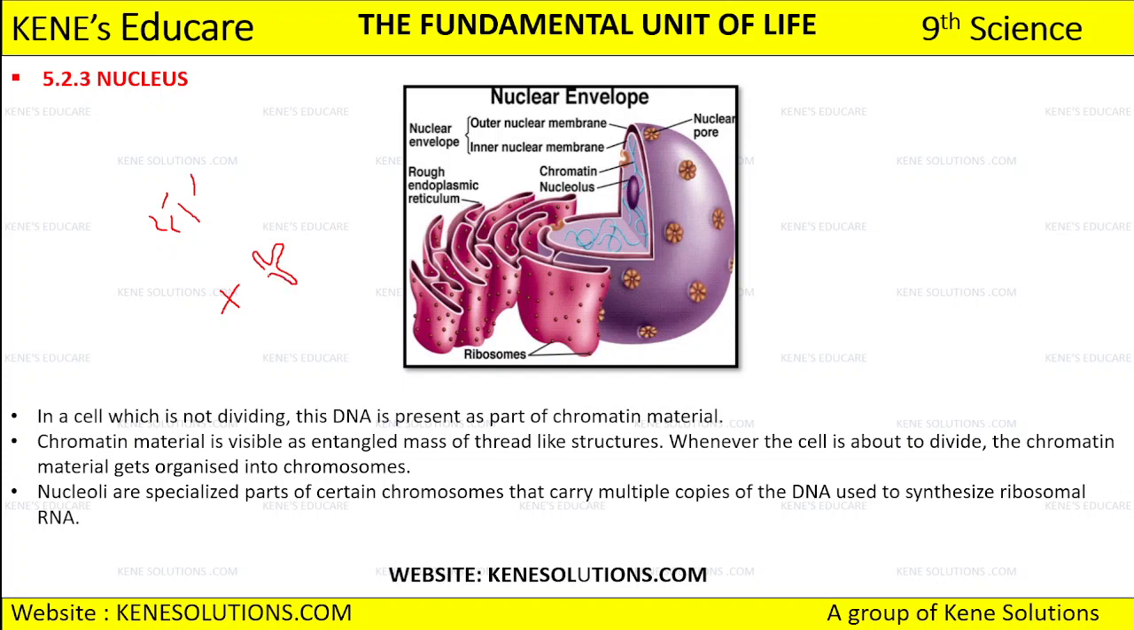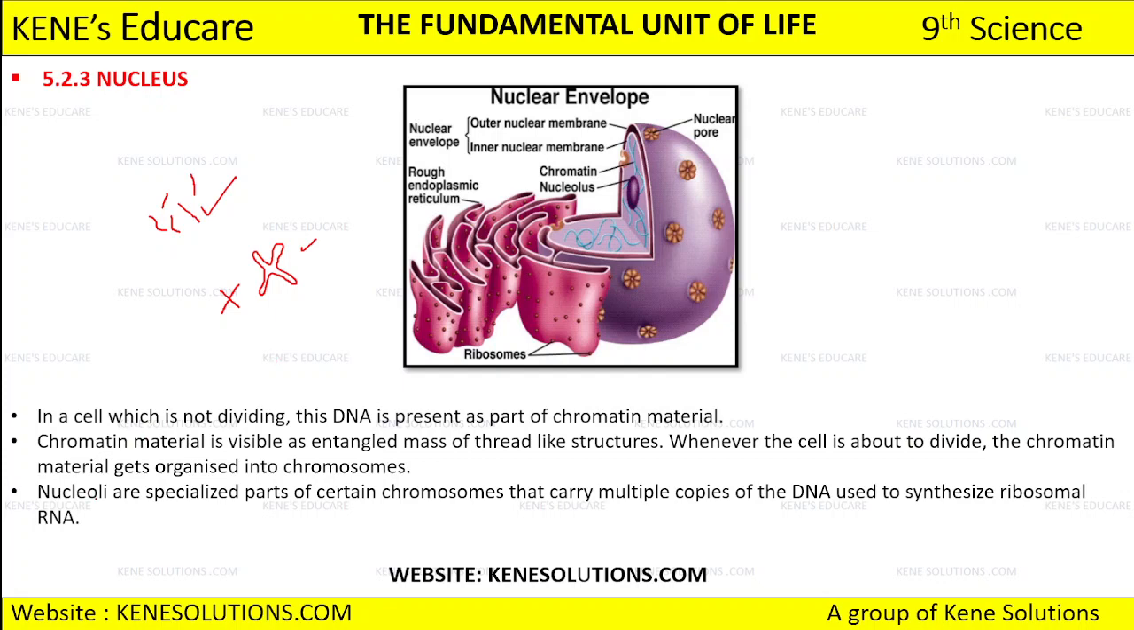ऐसा करके वो क्रोमैटिन फाइबर से हमें क्या मिलता है, क्रोमोसोम. This is the chromatin fiber and this is the chromosome. And when these things happen, क्रोमैटिन फाइबर क्रोमोसोम में कब ऑर्गेनाइज होगा? जब सेल डिवाइड करने वाला होगा तब.